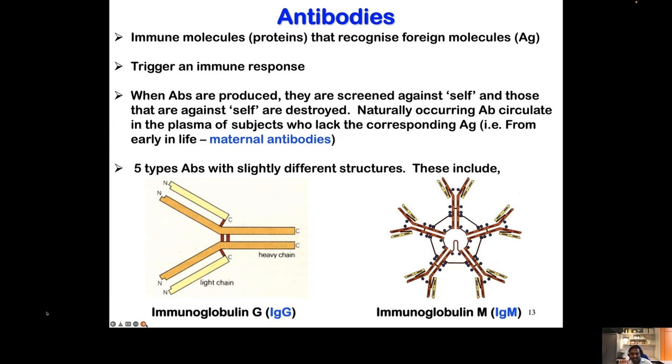One is immunoglobulin G or IgG. Okay, so it will look like this. It's antibodies. They have a Y-shaped structure, and they will have light chains and heavy chains. This is how it will look.